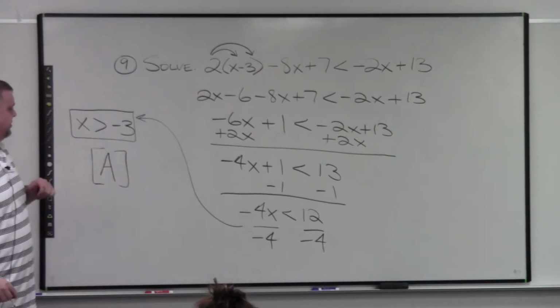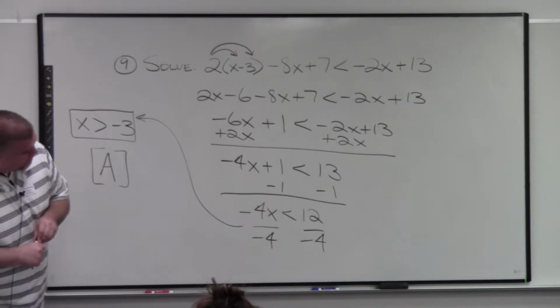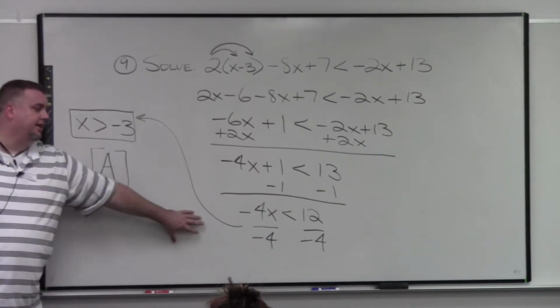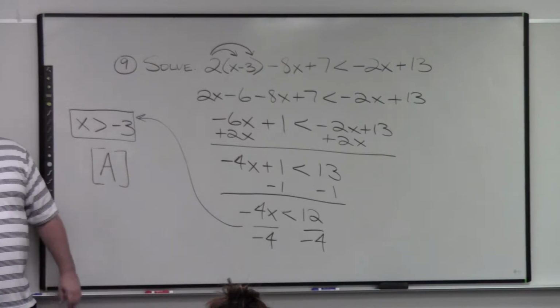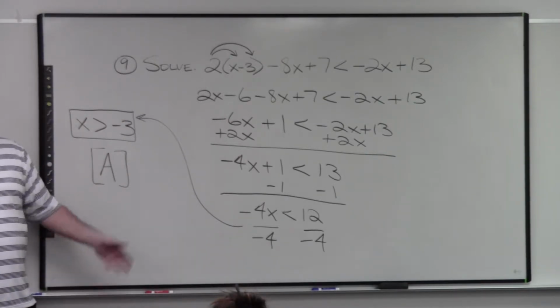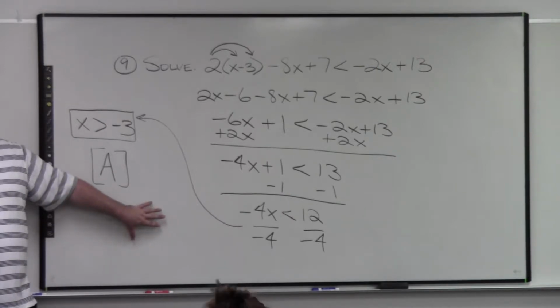Notice the other one, x less than negative 3, is probably also one of the answer choices. So be careful. Remember that when you divide an inequality by a negative number, it does flip that symbol. Also, if you multiply both sides, you have to flip it as well. Okay. Any questions on that one?